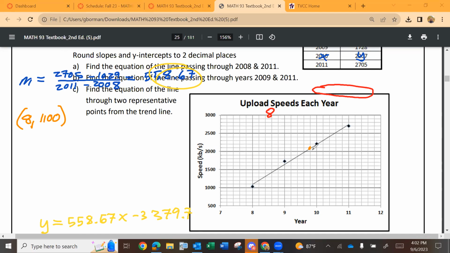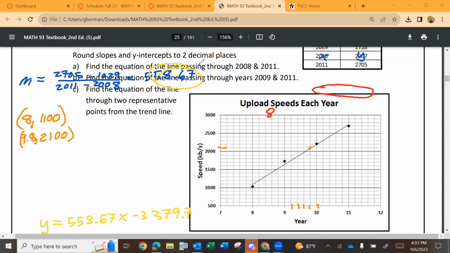Let's pick another one. How about right there. That's 1, 2, 3, 4, 5. So that's going to be year 9.8, 9 4/5. It looks like the height is 2100. Okay. And now that I've got these 2 points, I do exactly what I did on part B to get this equation.